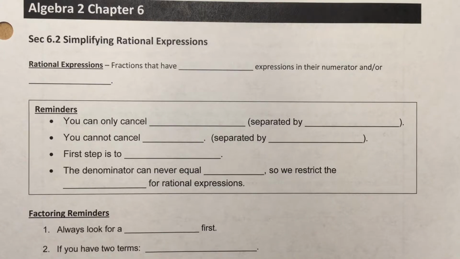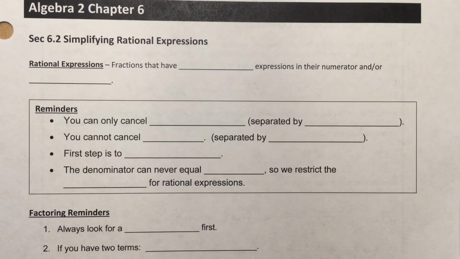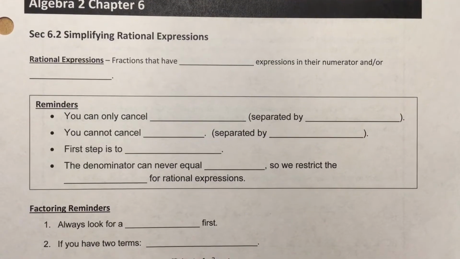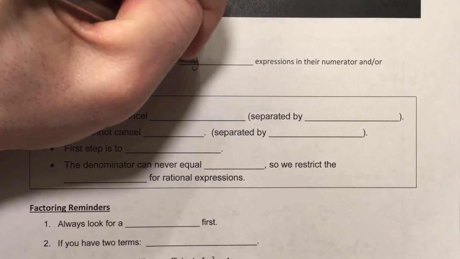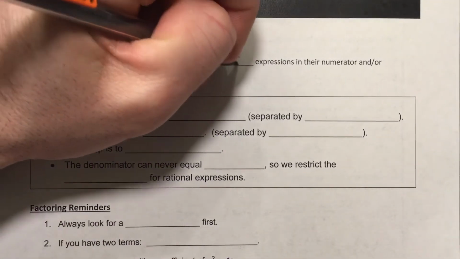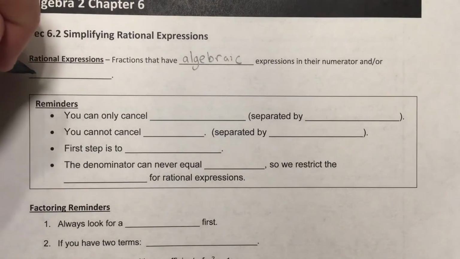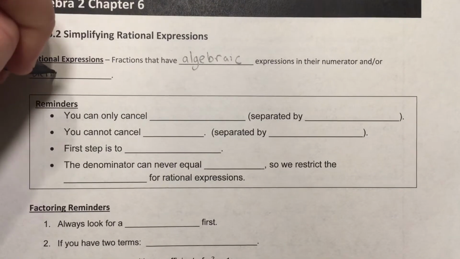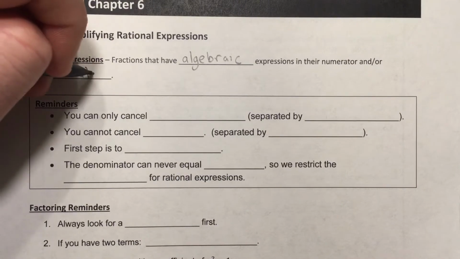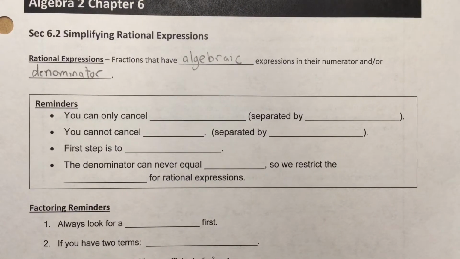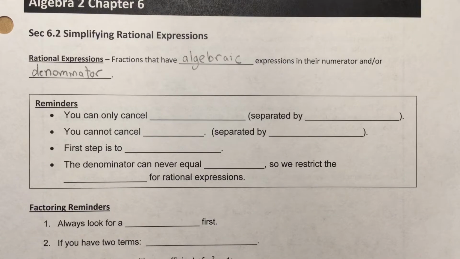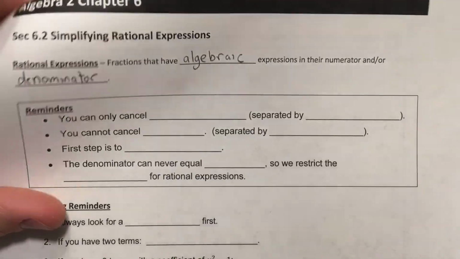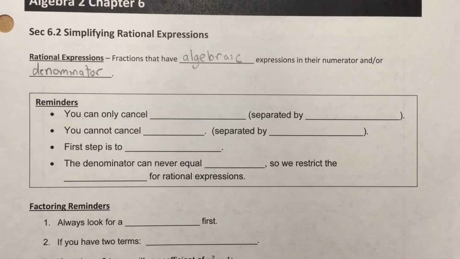All right, now we're getting into section 6.2, and now we're going to be simplifying rational expressions. So what are rational expressions? Rational expressions are fractions that have algebraic expressions in their numerator and/or denominator. And algebraic expressions are just variables, x's, y's, x plus 2, anything that has a variable in it. But no equal sign. We're not going to have equal signs because they're just expressions.